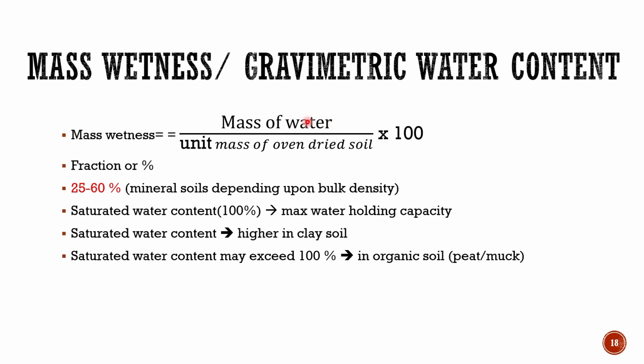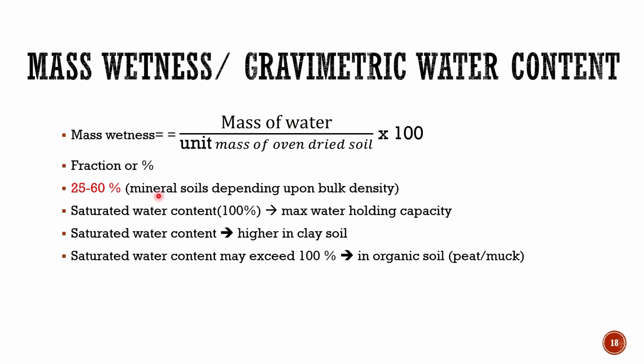So actually we represent water as a liter or milliliter. But here, for mass, we are taking the weight of the water. So for that we represent the mass wetness as a fraction or percentage. The range is between 25 to 60 percentage. That means when there is 100 gram of soil, 25 gram to 60 gram will be the mass of water. It is a common range of the water present.